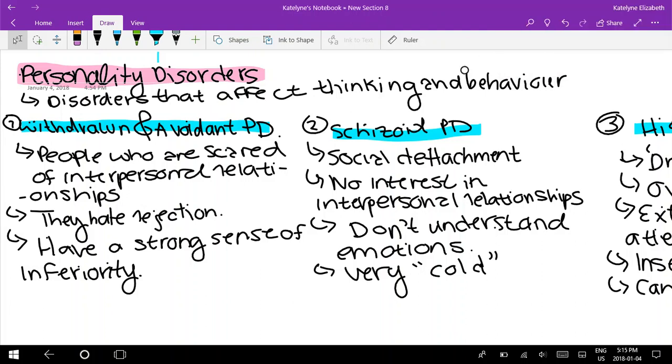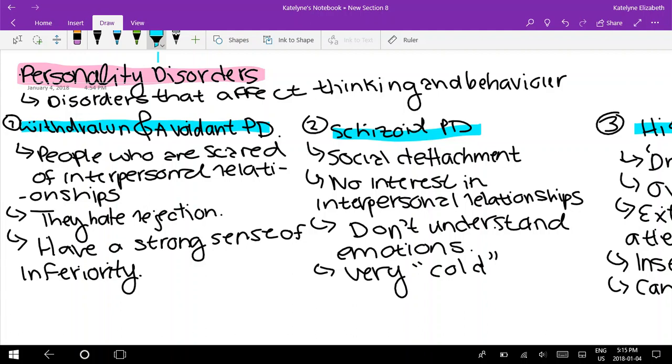Hi everyone, today we're going to be talking about personality disorders. So the first thing that we're going to start off is defining what a personality disorder is. A personality disorder is a disorder that affects thinking and behavior. It is the typical way that we feel and how we think. However, sometimes this can be maladaptive and dysfunctional, which leads to personality disorders.